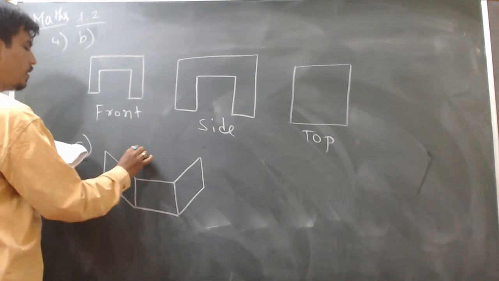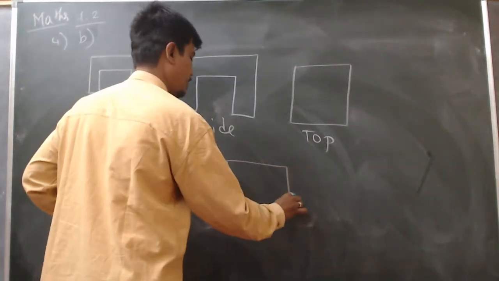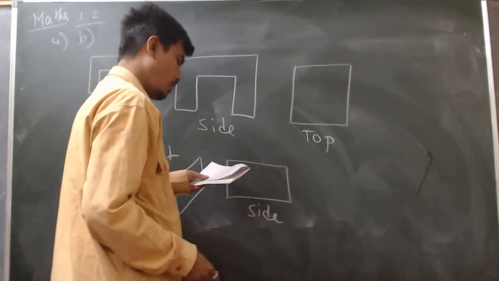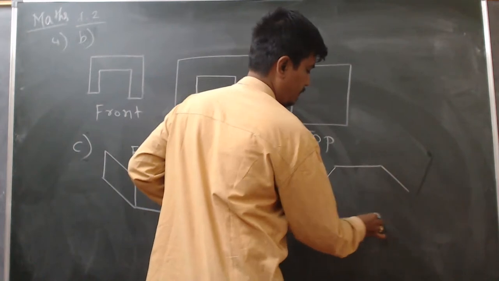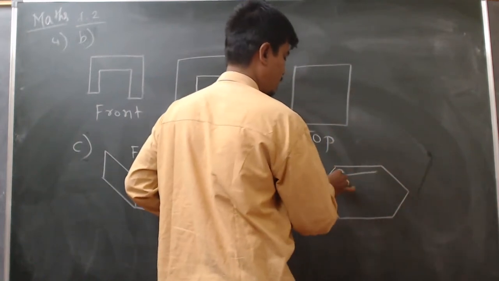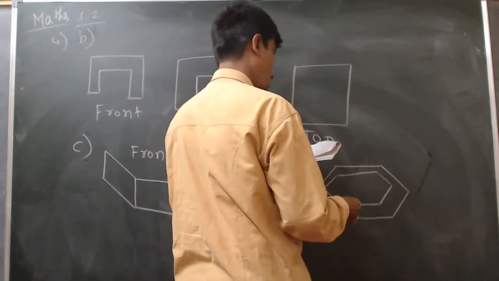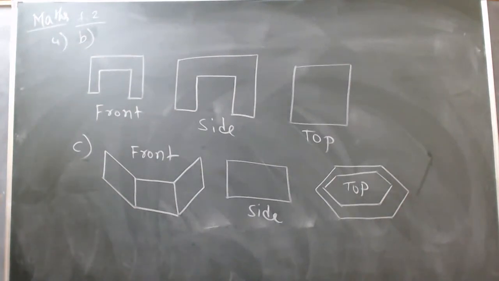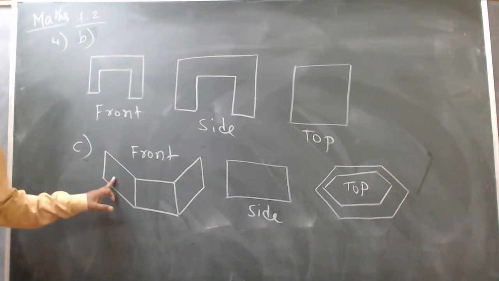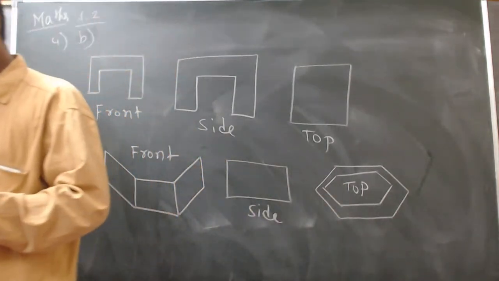So from front it will look like this, and from side it will look like this, and from top it will look like this. So if a weight is given to you, from front it will look like this, from side it will look like this, and from top it will look like this.